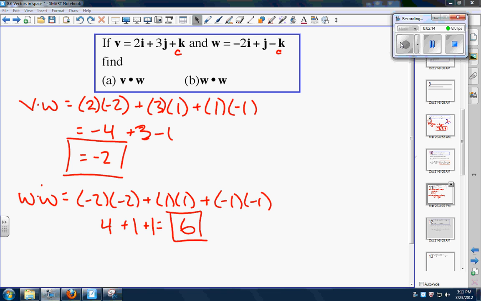Remember, dot products tell us how 2 vectors interact with each other, and you get a number. Okay, it can be positive, it can be negative. Multiply the corresponding components, and that's what you should get.